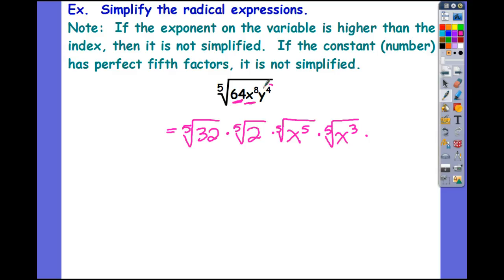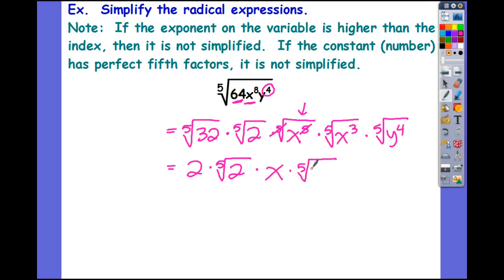And then that y term, if you notice, the exponent on y is smaller than 5, so I'm just going to leave that as the fifth root of y to the 4th. If I clean this up, the fifth root of 32 is 2, since 2 to the fifth power is 32. The fifth root of 2 wouldn't be a nice integer, so I'm just going to leave that. The fifth root and the fifth power cancel each other out. Remember, this is just like saying x to the fifth to the 1/5 power, so that would be x. And then the fifth root of x cubed, and then the fifth root of y to the 4th.